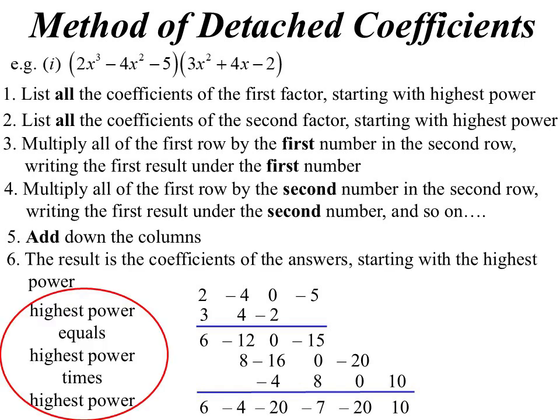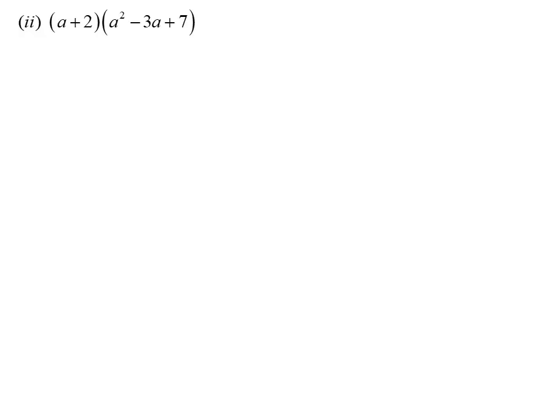And so my answer is, remember, the highest power will always equal the highest power times the highest power. So I know I'm going to start with x cubed times x squared, so I start with x to the power of 5. And I'll just write it down, fill it out, using all those coefficients that I just worked out.